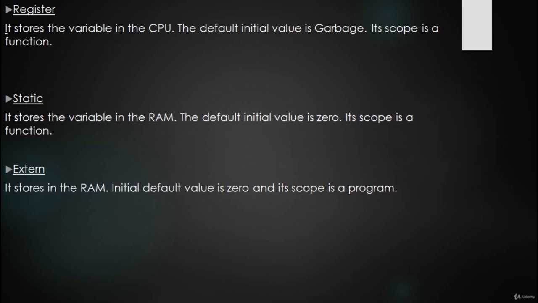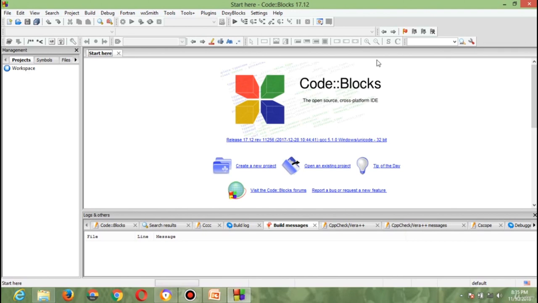Register stores the variable in the CPU, that's the central processing unit. The default initial value is a garbage value, and it has the visibility of a function. Static stores the variable in the RAM, the random access memory. The default initial value is zero. It has a scope or visibility of a function. Extern also stores in the RAM. It has a default initial value of zero. Now we are going to build a program in support of our various storage classes.